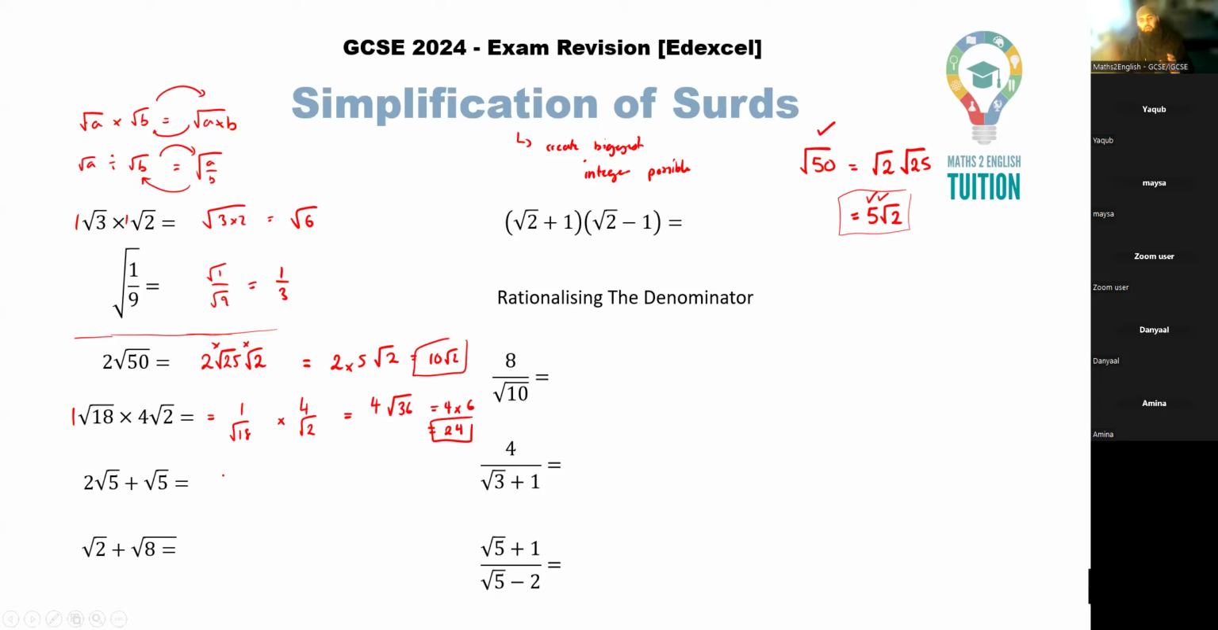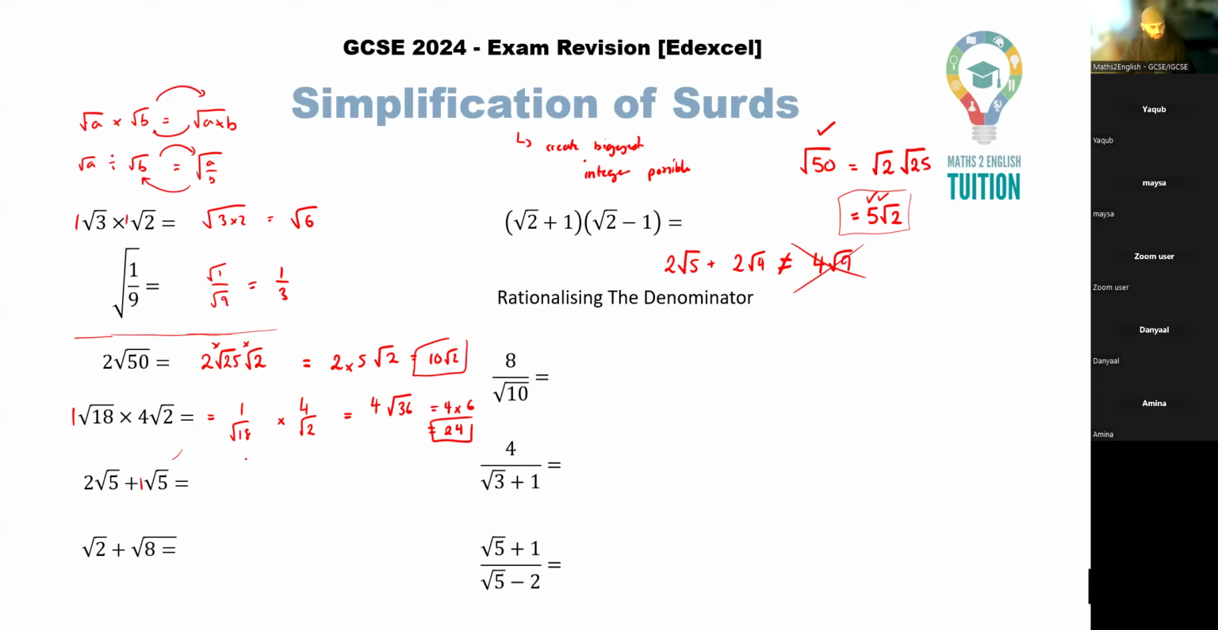Now, when we add surds, we can only add surds just like fractions. We can only add them when they have the same surd or the same irrational number. I cannot add surds, so I can't do this. If I have square root of 5 plus 2 square root of 4, I can't do this. I can't do 4 square root of 9. It doesn't work that way. You have to treat them like fractions.